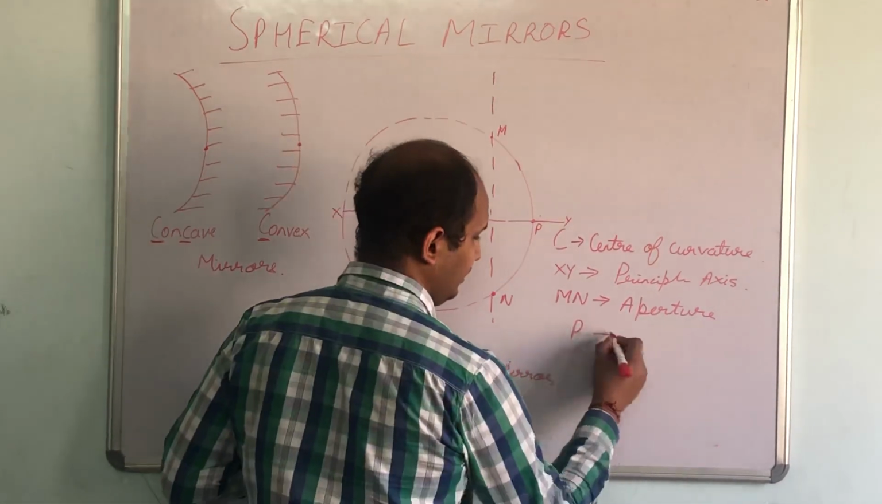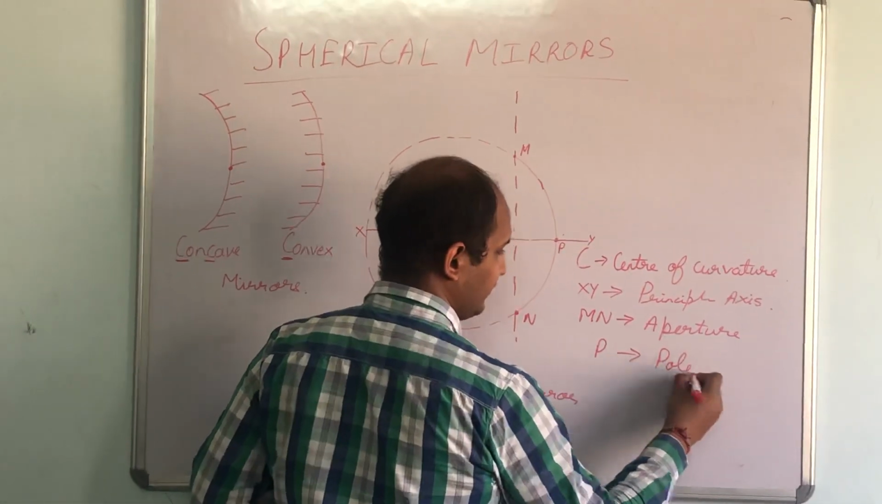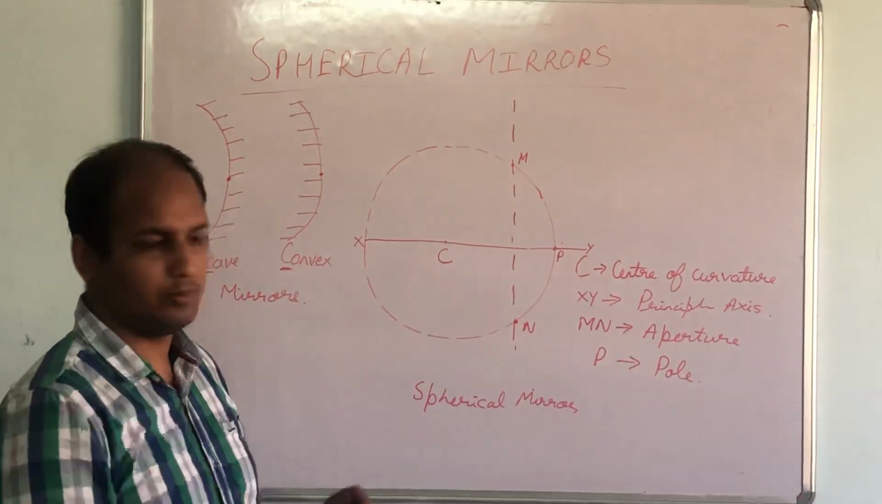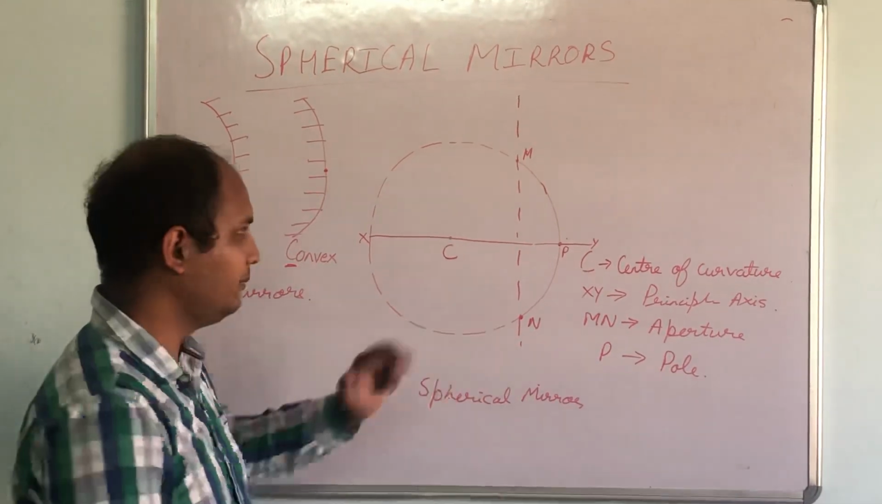Now P is pole. What is the definition of pole? Pole is the center point of the mirror.